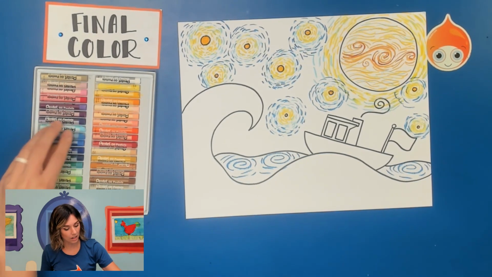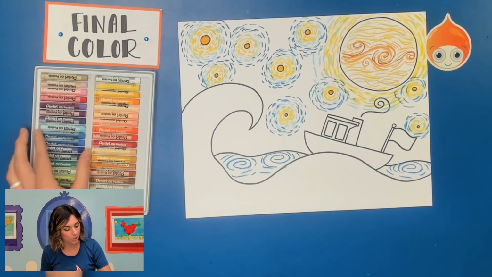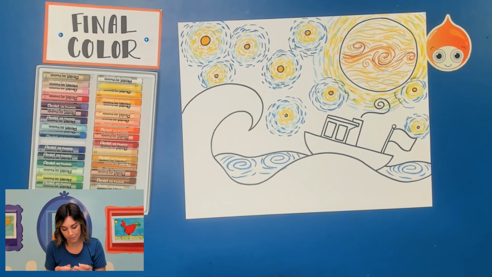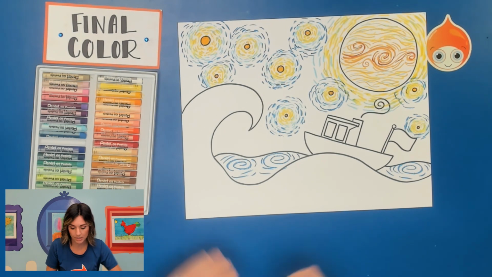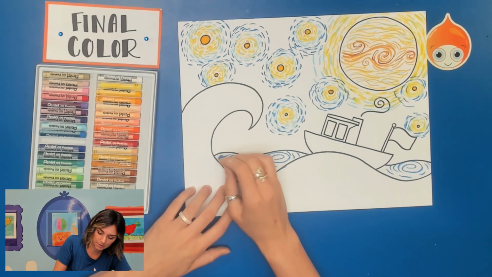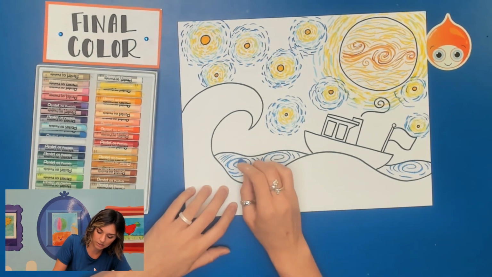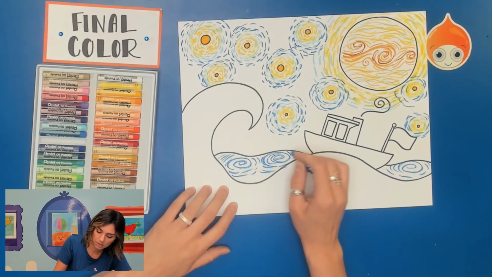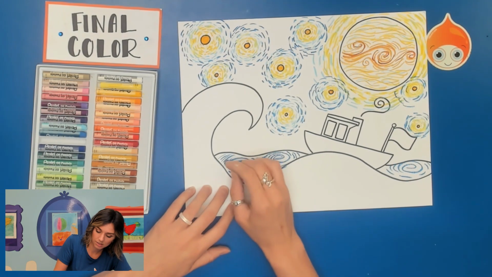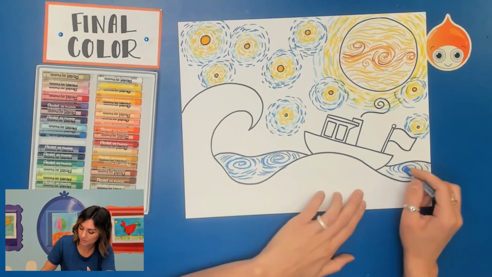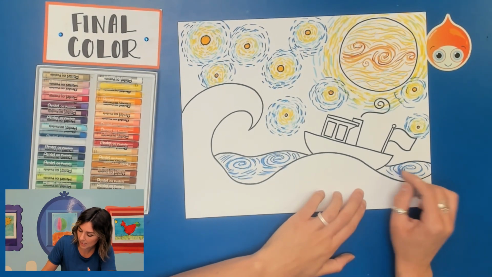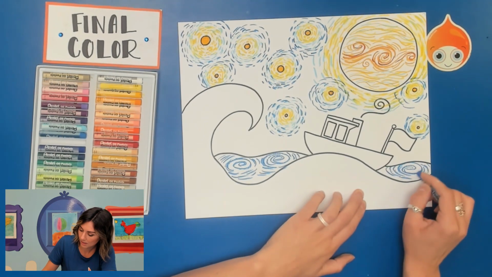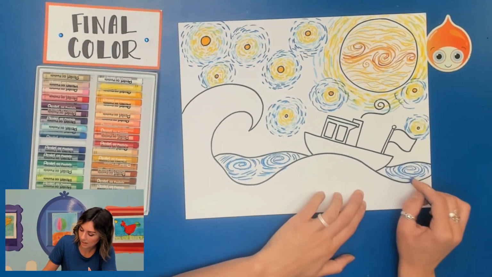Then you'll go in. I would grab a darker blue. So I have right here my ultramarine light, and I can add some of those lines as well. You can even bring them into some of those swirls, like so. Right here, and right there.